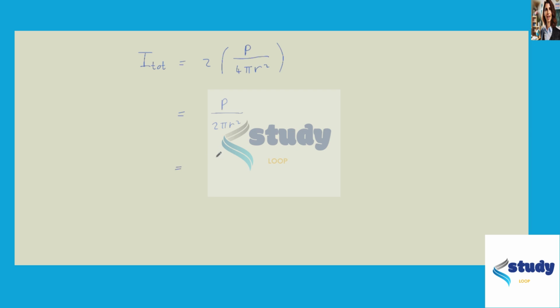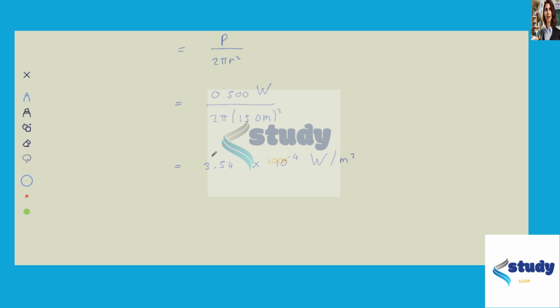Now we are told that the sound power from each speaker is 0.5 watts. And we'll divide this by 2 pi, and his distance from each speaker is 15 meters, and that's squared. So the total sound intensity as received by the man is 3.54 times 10 to the minus 4 watts per square meter. Now that's our answer for part A.